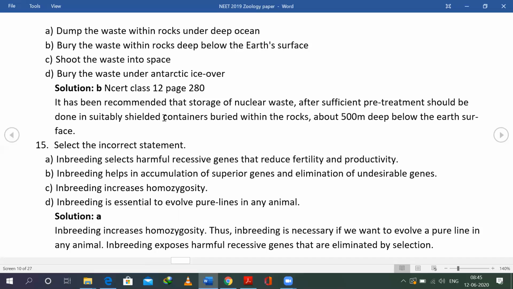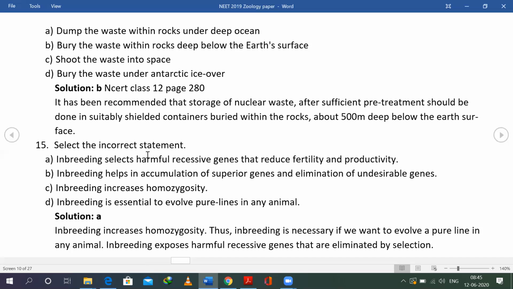So now it has been recommended that the storage of nuclear waste after sufficient pre-treatment should be done in suitably shielded containers buried within the rocks about 500 meters deep below the Earth's surface. Yes, so this is the direct line which has been given for us. Yes, so your right choice will be B.